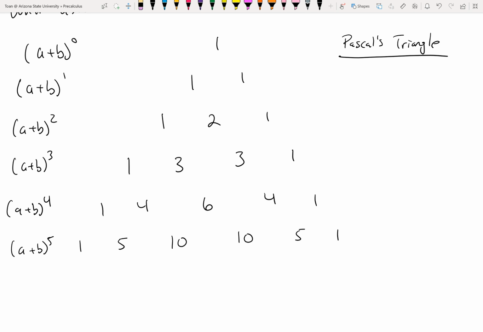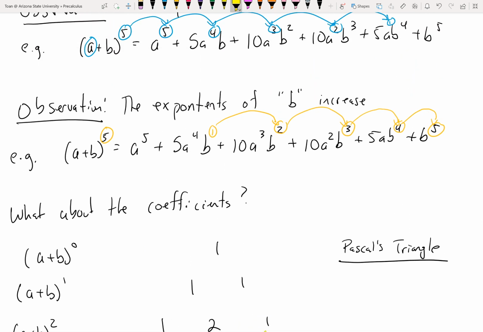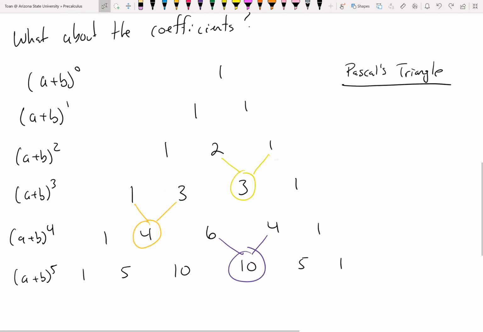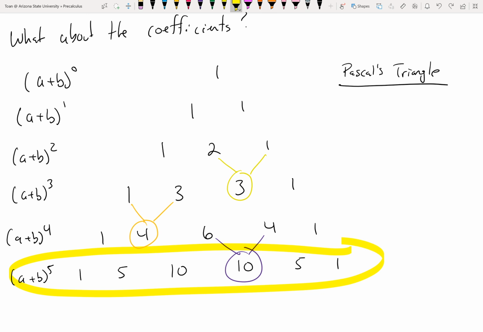What I mean is, how do you get this 4 here? It's just 1 plus 3. How do you get this 10 here? It's 6 plus 4. How do you get this 3 here? It's 2 plus 1. So Pascal's triangle is a very easy way of filling in these numbers in front, because whatever power you use, that's what row you choose.